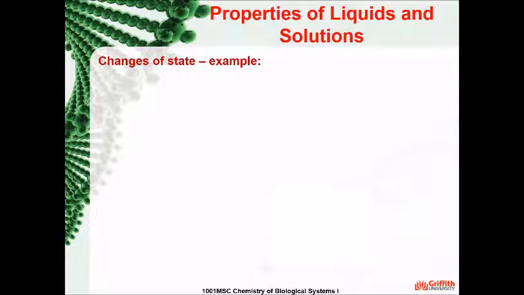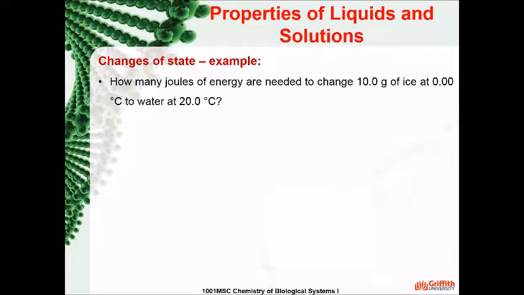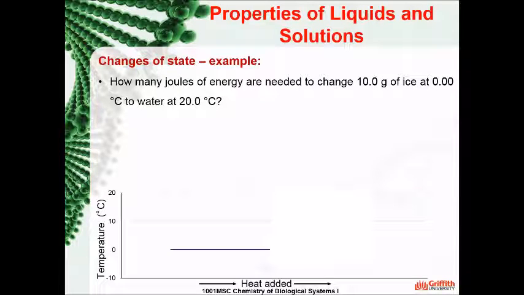Let's look at an example. How many joules of energy are needed to change 10 grams of ice at 0 degrees Celsius to water at 20 degrees Celsius? In this example, we start from ice and we need to warm the water up to 20 degrees Celsius. As we are starting from ice, then we have 2 stages in this question. The first stage is to melt the ice. After we melt the ice, then we start the second stage, which is warming up the water.